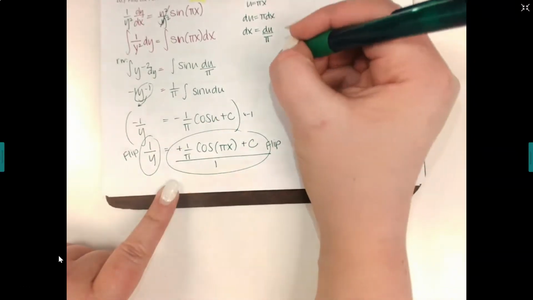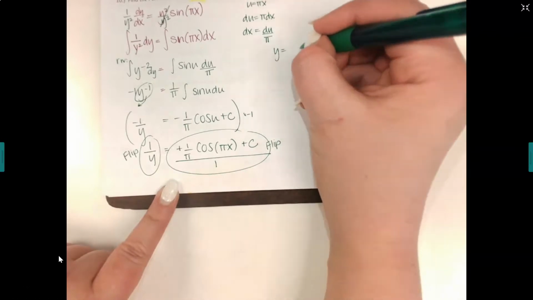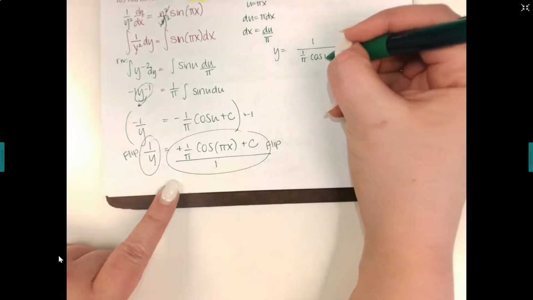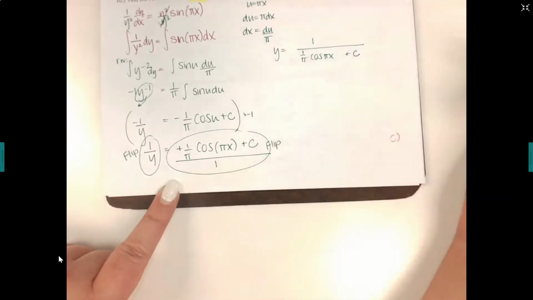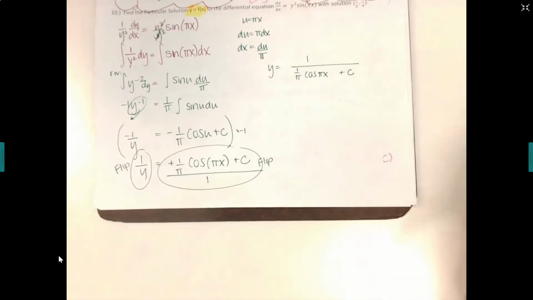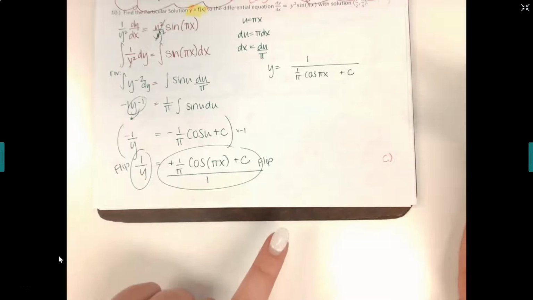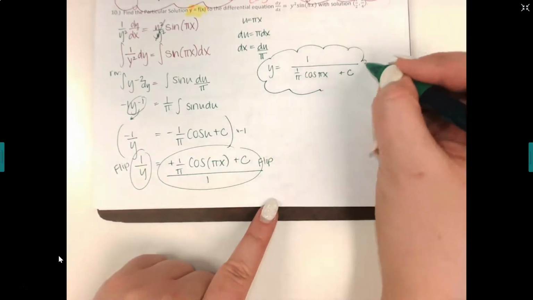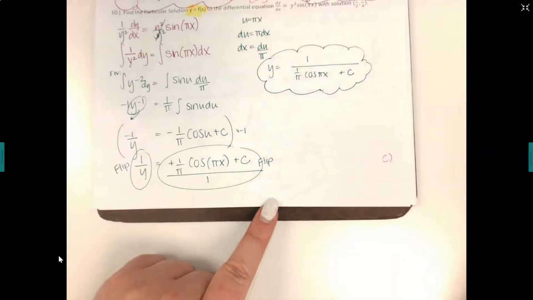So my general solution is y equals 1 over pi cosine pi x plus c. Okay, there are other ways to do it. There's a way that you could leave the pi on the top, but I'm not going to do it that way, but you could. Your c will come out different though. Okay, so this is my general solution. Then I need to find my plus c. How will I do that?